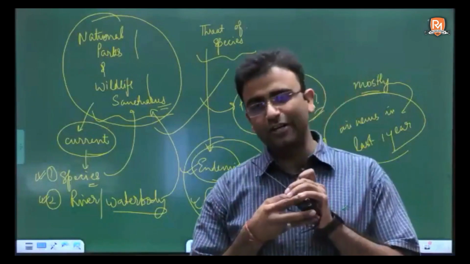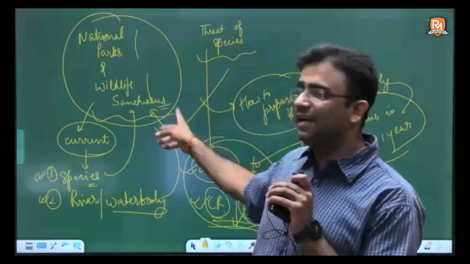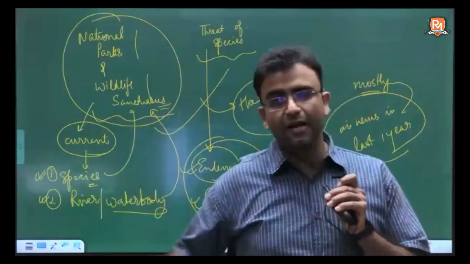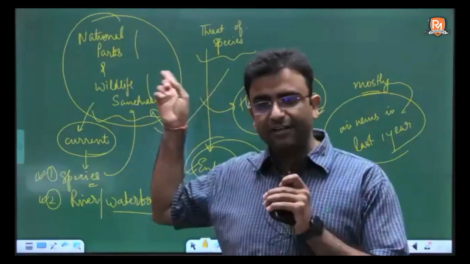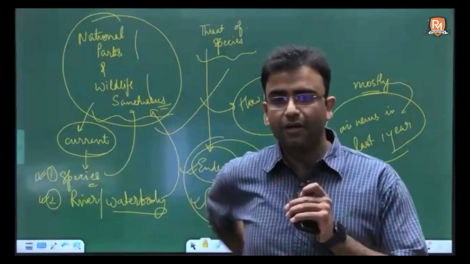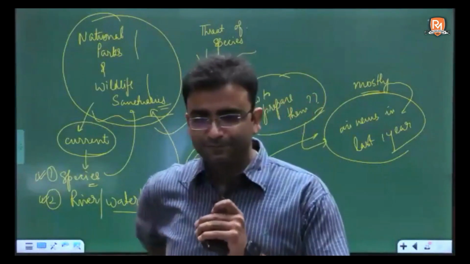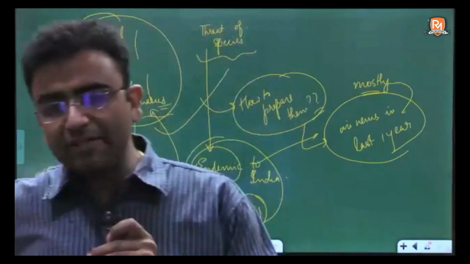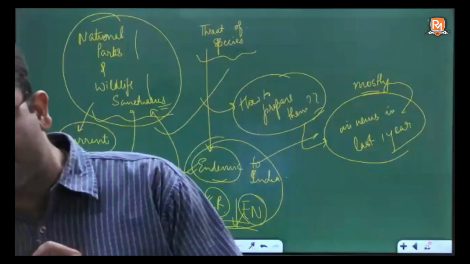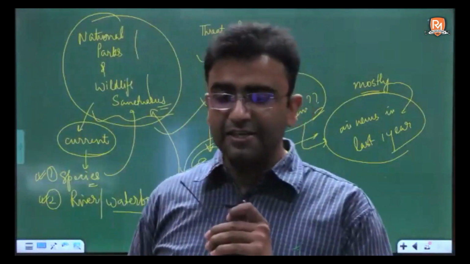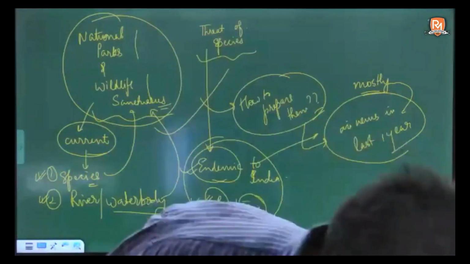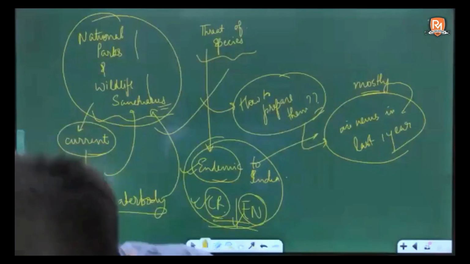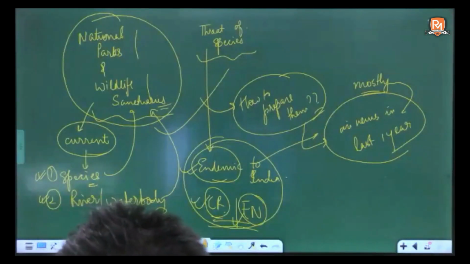Yes, only red has three categories: endangered, vulnerable, near threatened. Pink is there in green, critically endangered is there in pink. No, Namita, as and when the status of a species changes, the red data book also changes.